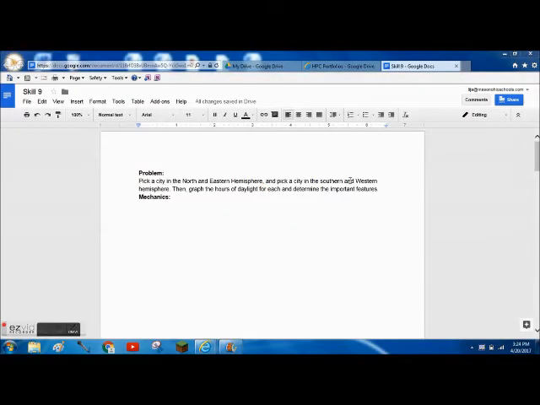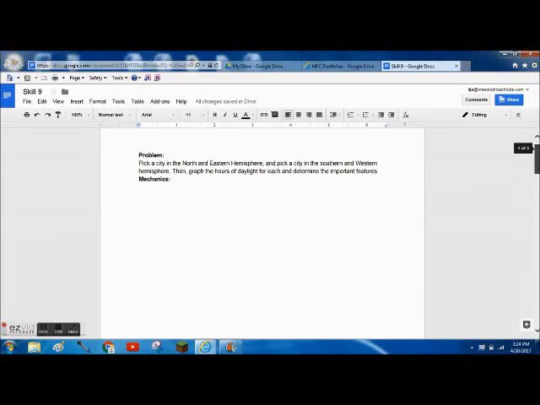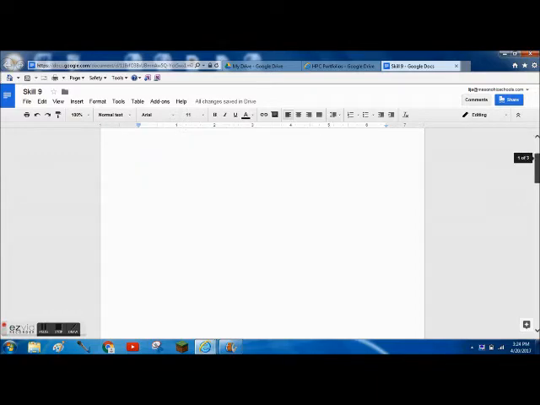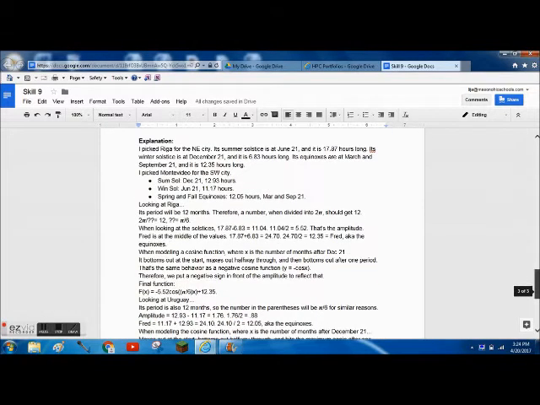Pick a city in the northern and eastern hemisphere, and pick a city in the southern and western hemisphere. Then graph the hours of daylight for each and determine the important features. My northern eastern city is Riga.